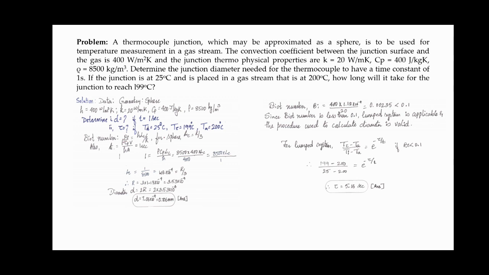So for that lumped system, (T tau minus Ta) divided by (Ti minus Ta) is equal to e to the power of minus tau by T. Now we need to find tau. So I'll substitute the remaining parameters and I'll get the time as 5.16 seconds, which means that if we are using this thermometer to measure the temperature of a gas stream which is at 200 degrees Celsius, then we have to wait for a time period of 5.16 seconds before we will be able to accurately measure the temperature. We'll go to the next problem.